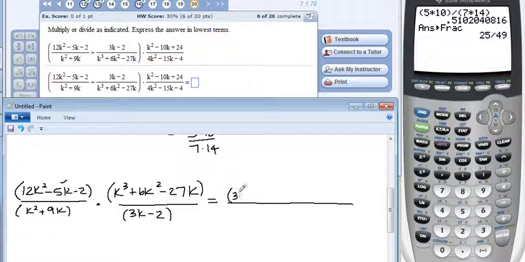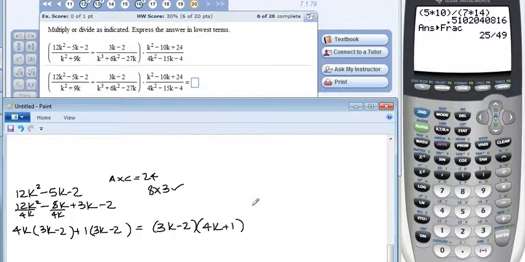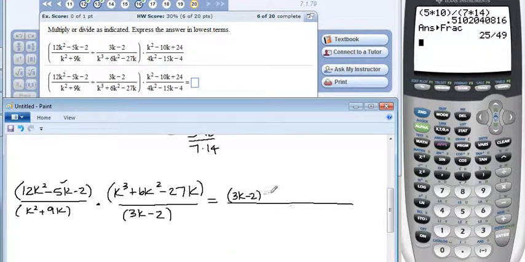Three k minus 2, well, what was, of course I can't remember, 4k plus 1. 4k plus 1. Okay, that one's prime. I'm just going to stack it here because it doesn't matter where I put these. This one here has a common k in it. So if I divide the k out of there, I end up with k plus 9, right? So here I've got a k and a k plus 9.